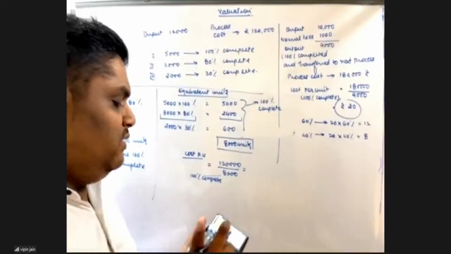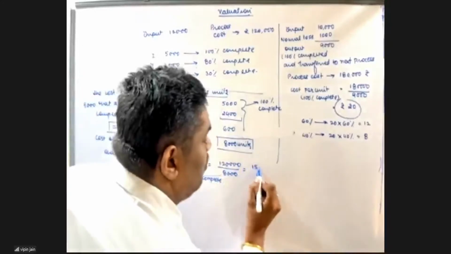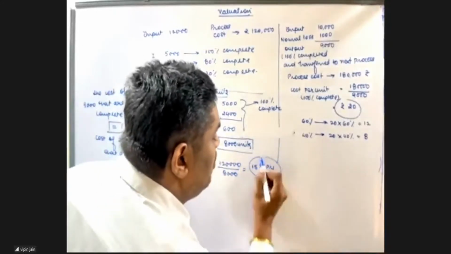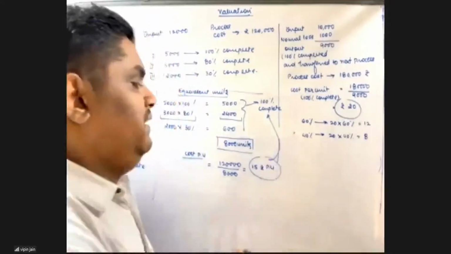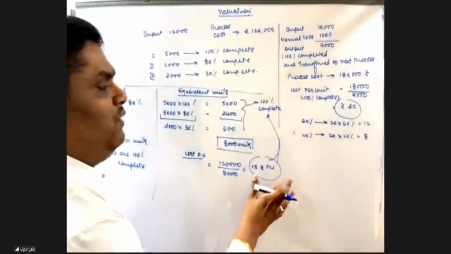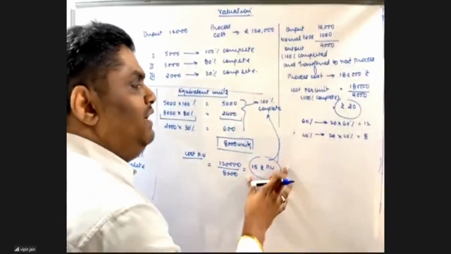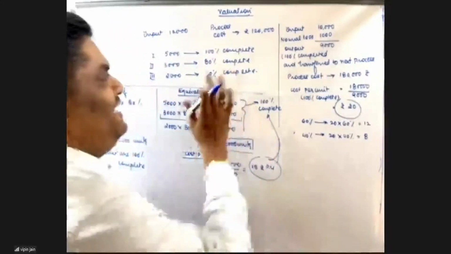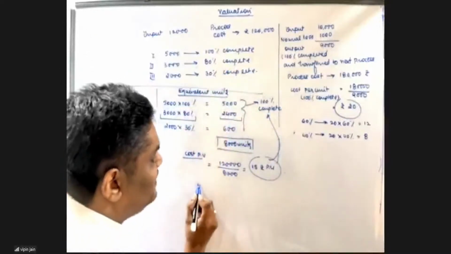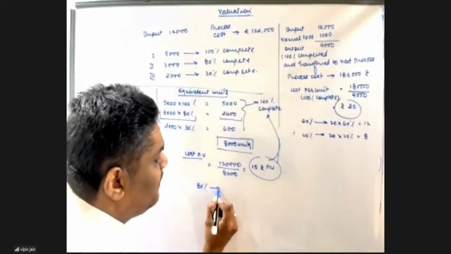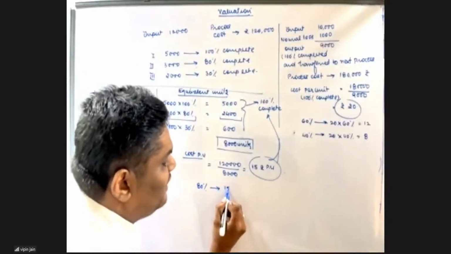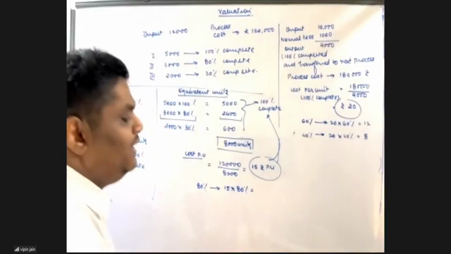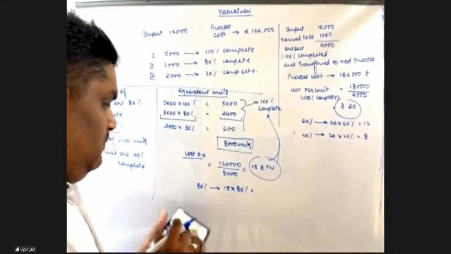1,20,000 divided by 8,000, that is 15. Rupees 15 per unit is my cost of 100% completed unit. So herein I have calculated the cost of 100% completed unit and that is 15. So now we can easily calculate the cost of 80% completed unit. Very simple. The cost of 100% completed unit is 15. So for 80% completed unit, how much will be the cost?